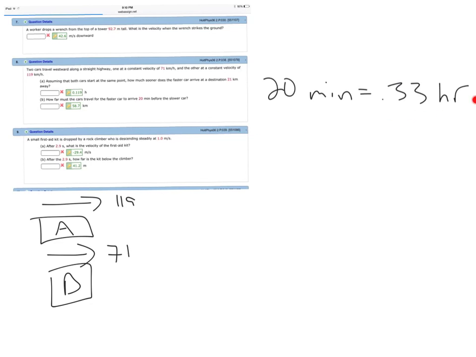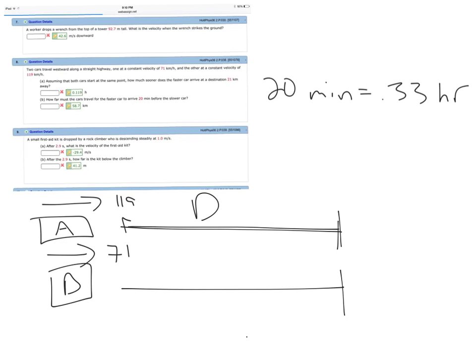So I changed that to hours, right? So 20 minutes divided by 60 is 0.33 of an hour. And now if you look at this problem, it says how far must the cars travel for the faster car to arrive 20 minutes or 0.33 hours before the slower car. Well, the cars are going to travel the same distance because they're going to the same point, right? So this distance is the same, but what's different is the time for this car is less than the time for this car by 20 minutes.